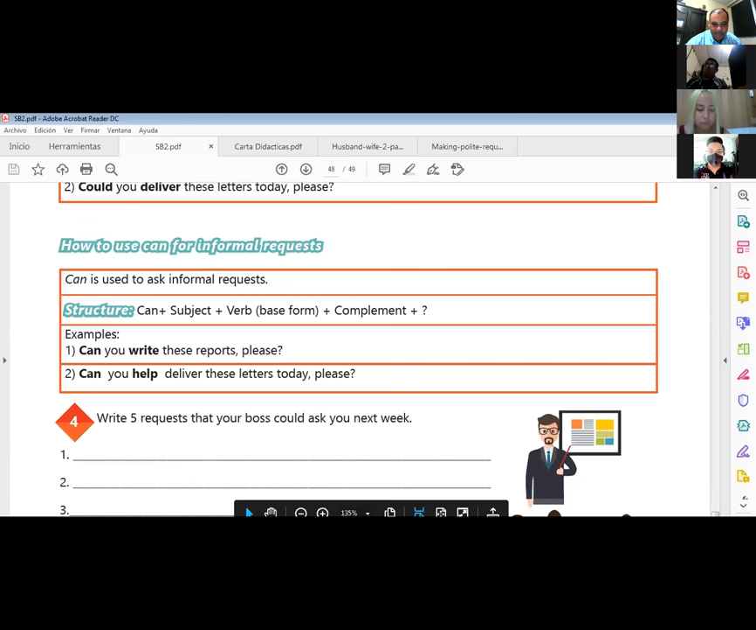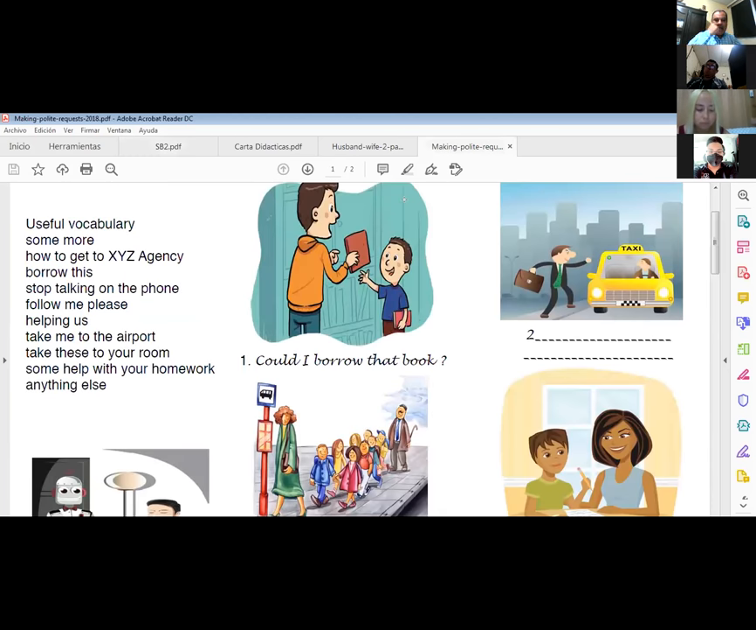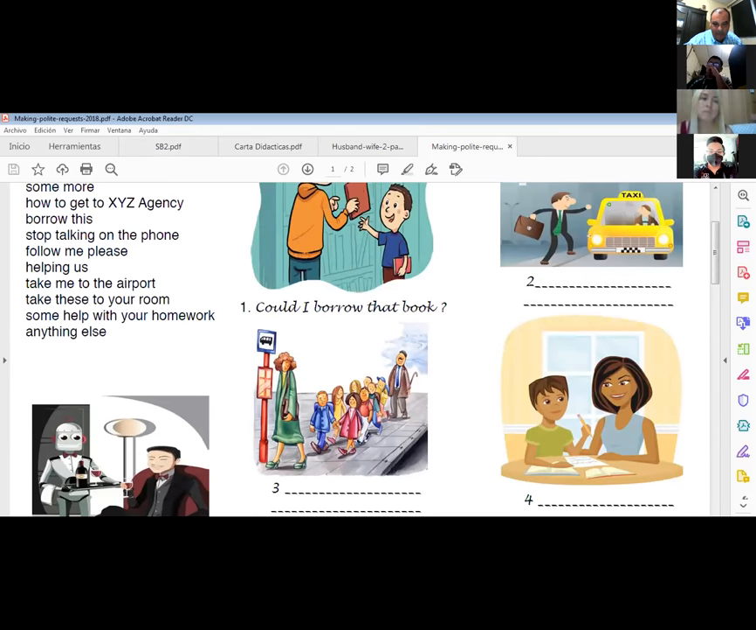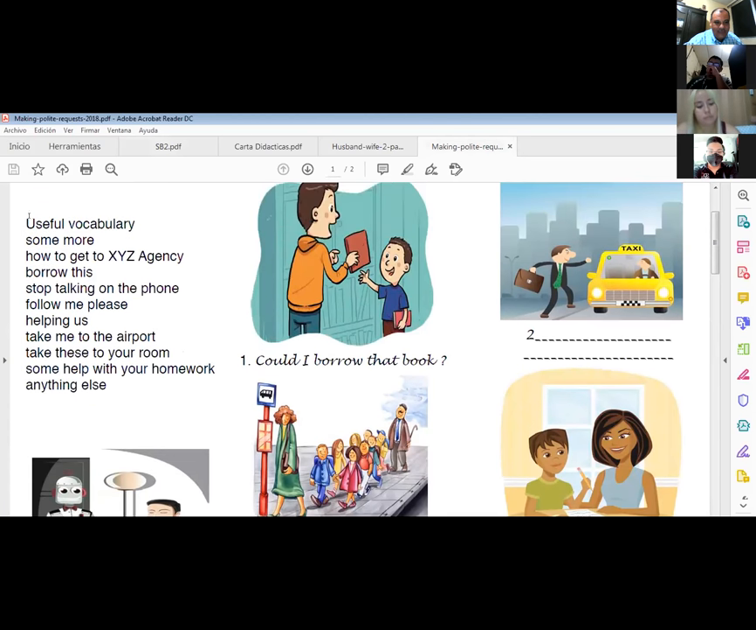For example, in number one, could I borrow that book? That is very formal. Informal: can I borrow that book? Is that clear? With all the pictures, we are going to use formal using could. Now, probably you need some of this vocabulary, okay?